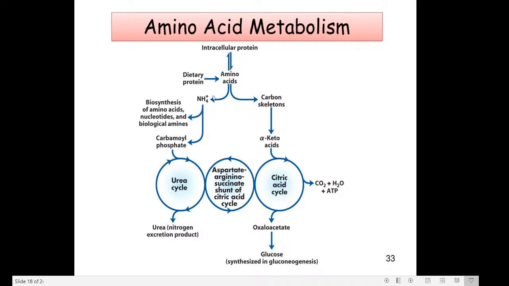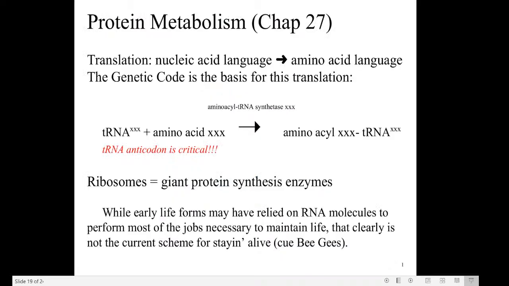Another pathway is the urea cycle. In this urea cycle, the amino acids form carbamyl phosphate. This carbamyl phosphate undergoes the urea cycle. This urea cycle helps in nitrogen excretion, the production of urea.